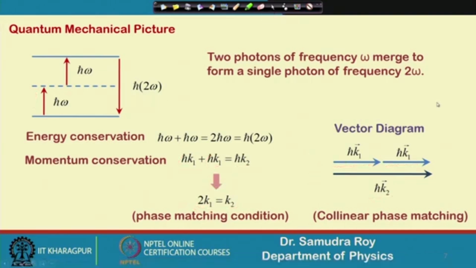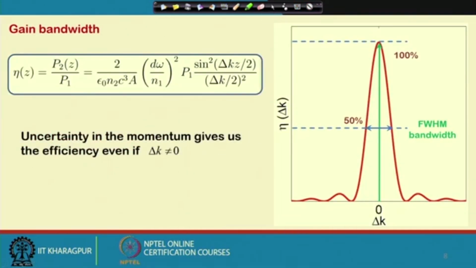Well, after having the knowledge of all these things, now it is time to understand the meaning of this gain bandwidth. So, what we have found so far is that efficiency reaches a maxima when delta k is equal to 0. So, this is the point where efficiency reaches a maxima under the condition that delta k is equal to 0. So, delta k equal to 0, or the absolute phase matching condition, gives us a maxima.